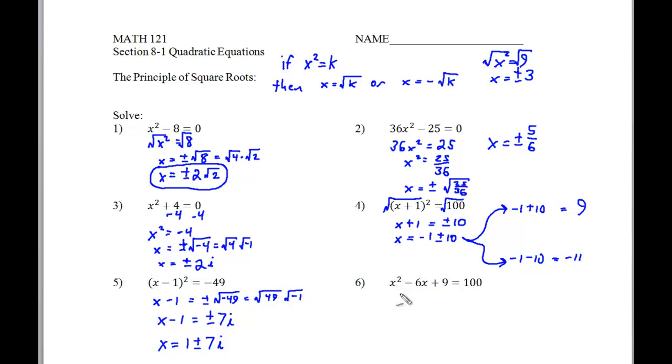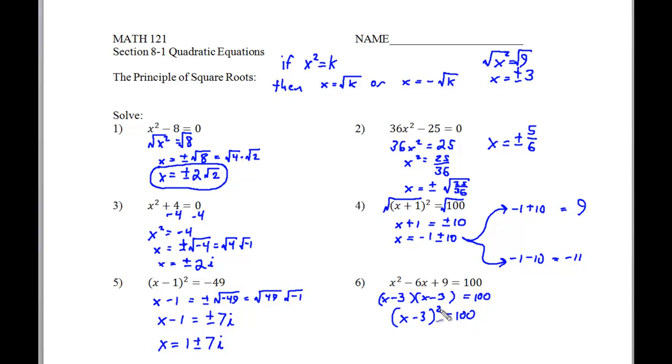Now, problem number 6. We are going to look at how this can be broken up as a factorable problem. Two numbers that multiply to make 9 and add to make negative 6. This is going to be x minus 3 equals 100. Putting this together here, to simplify my work, this is x minus 3 quantity squared equals 100.